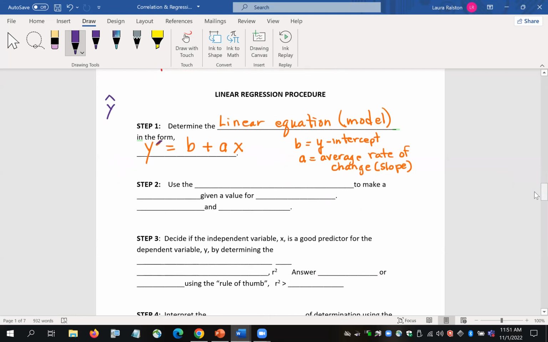But again, Minitab is going to do all of this for us, okay? You're not going to do this by hand because the formula for figuring the y-intercept and the average rate of change when you have 5, 10, or 15 data values is messy. Be thankful you have the technology.